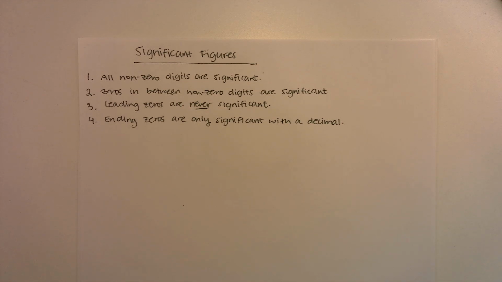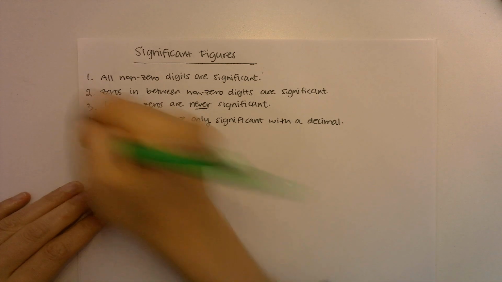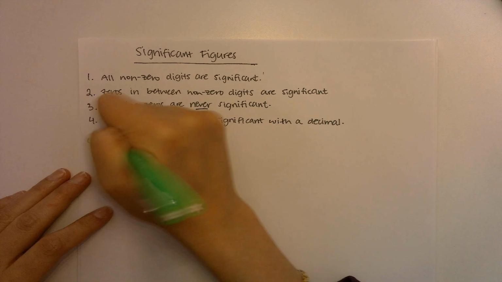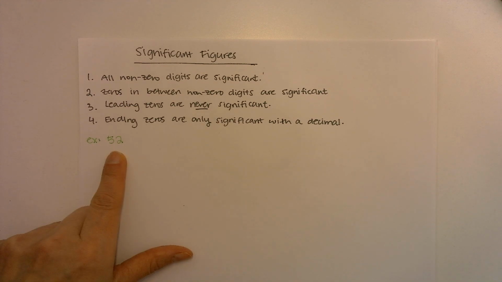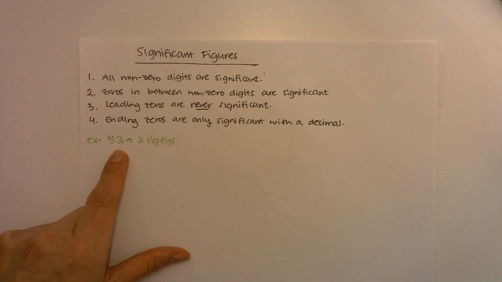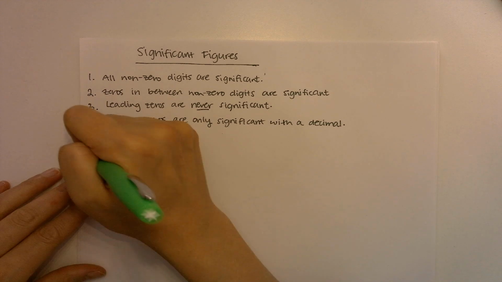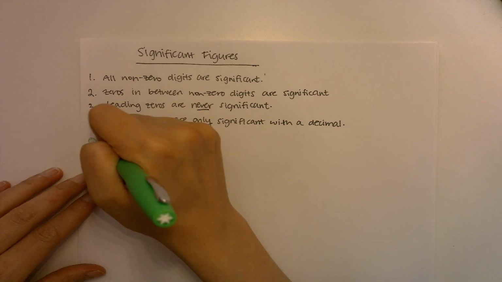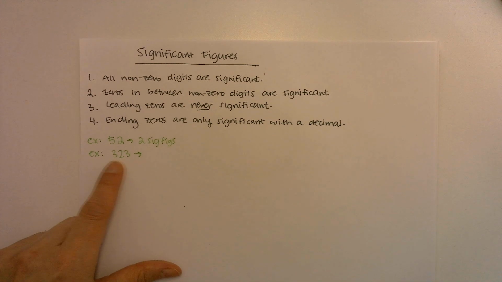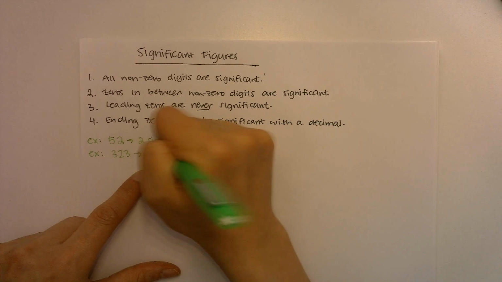The first rule is that all non-zero digits are significant, meaning any numbers past 0, 1 through infinity. I'm going to do an example for each rule. For example, if I have the number 52, these two digits are significant, so they have two sig figs. That's the first rule. That also applies to, for example, 323. They're all non-zero digits, therefore there are 3 sig figs. All these digits are significant.